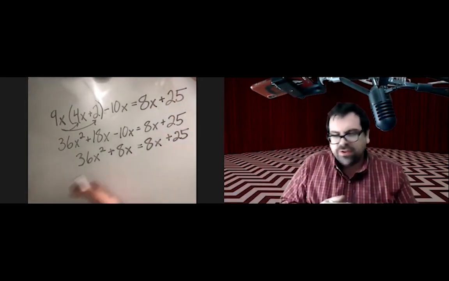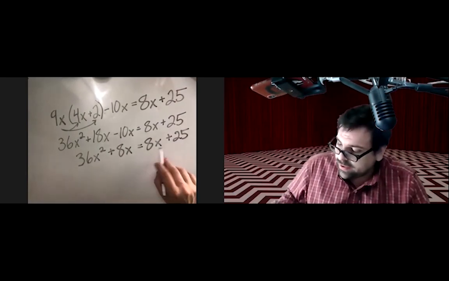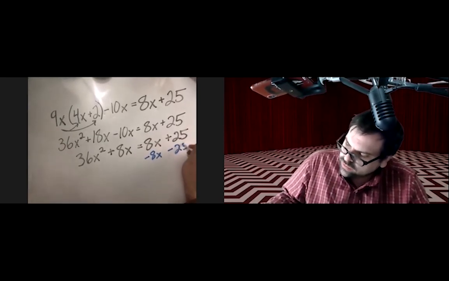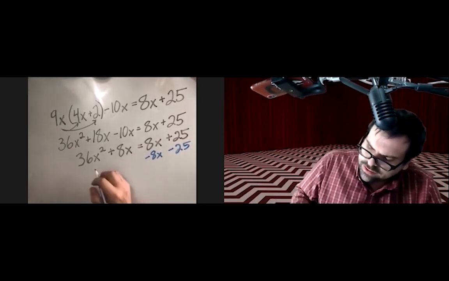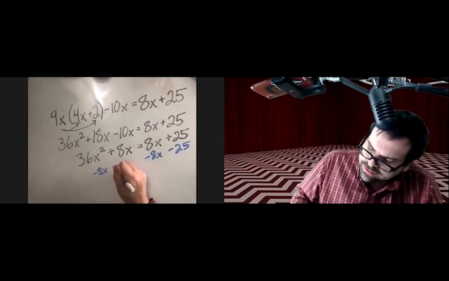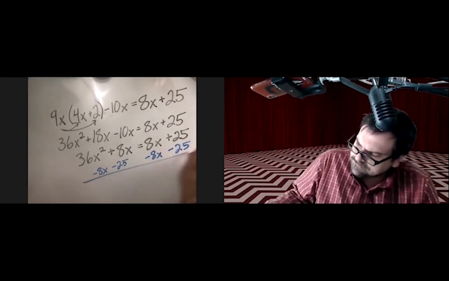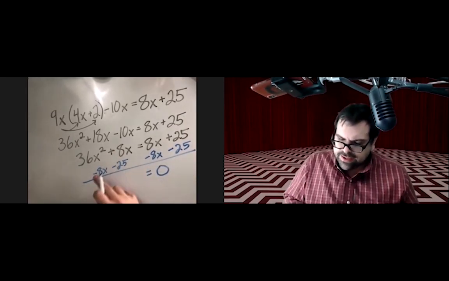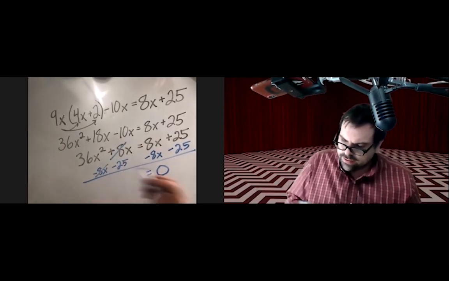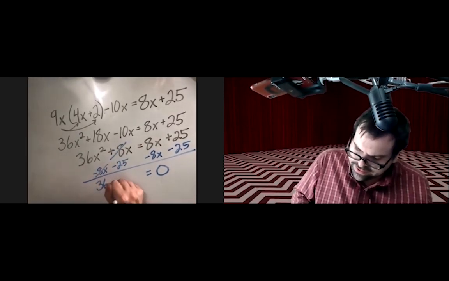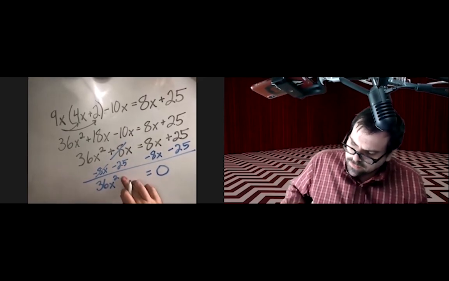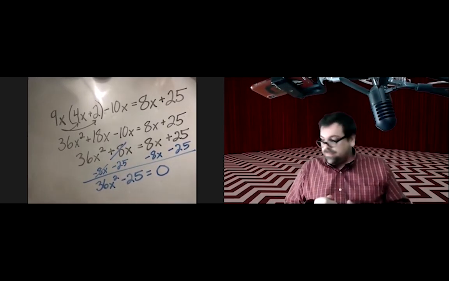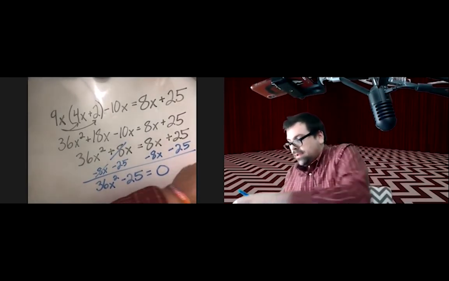I'm going to go ahead and get everything on one side and 0 on the other by subtracting 8x and subtracting 25 from both sides. Minus 8x and minus 25. That's going to give me my 0 on the right. 8x minus 8x cancels away. So we're left with 36x squared minus 25 equals 0. I'm going to go ahead and write that up top.